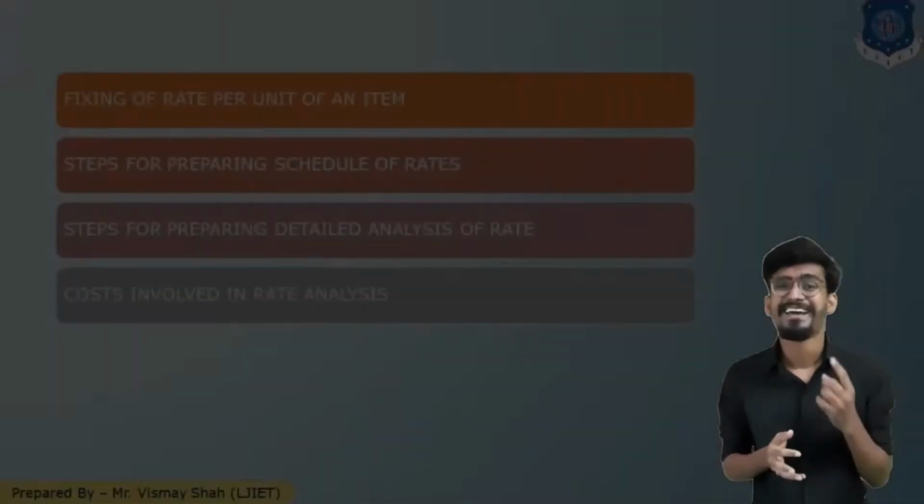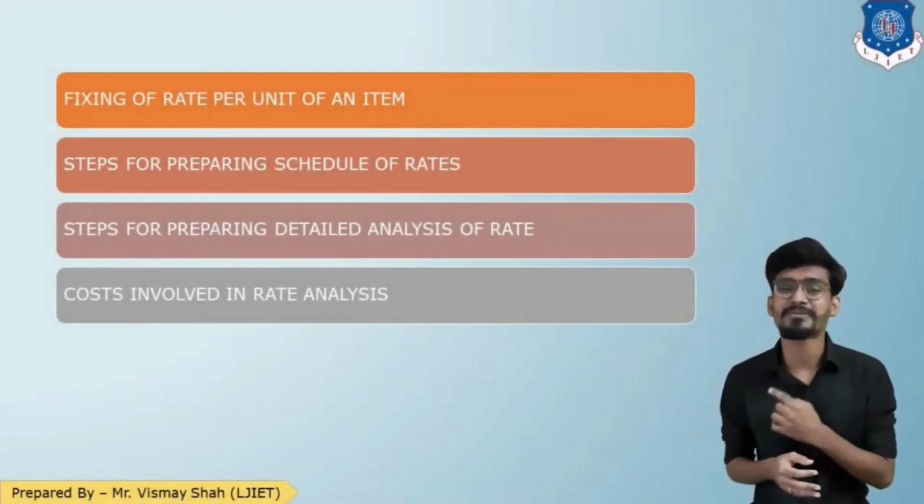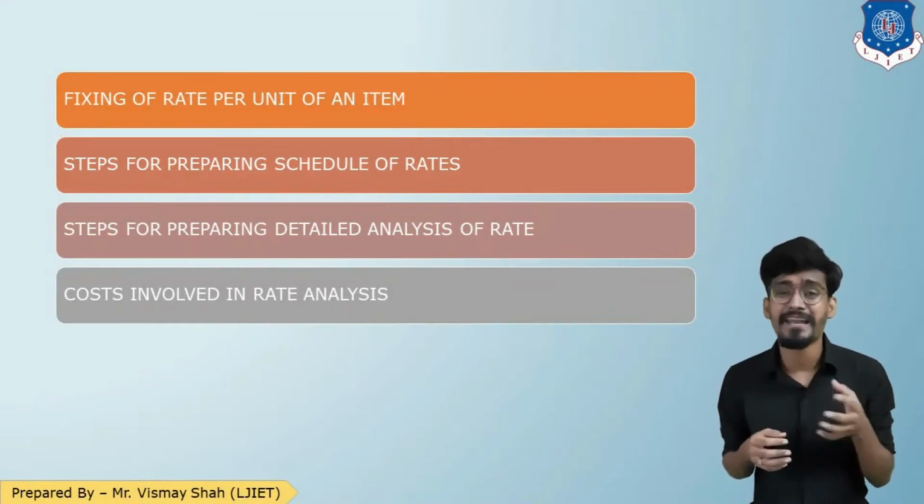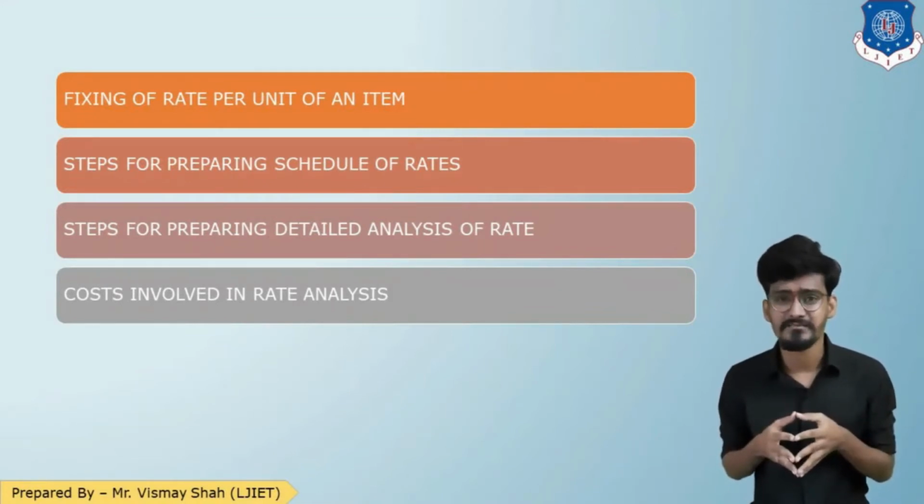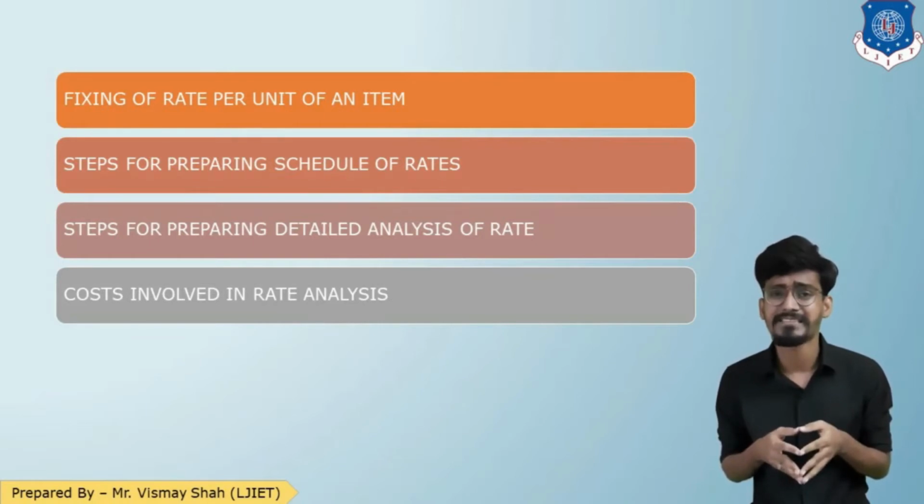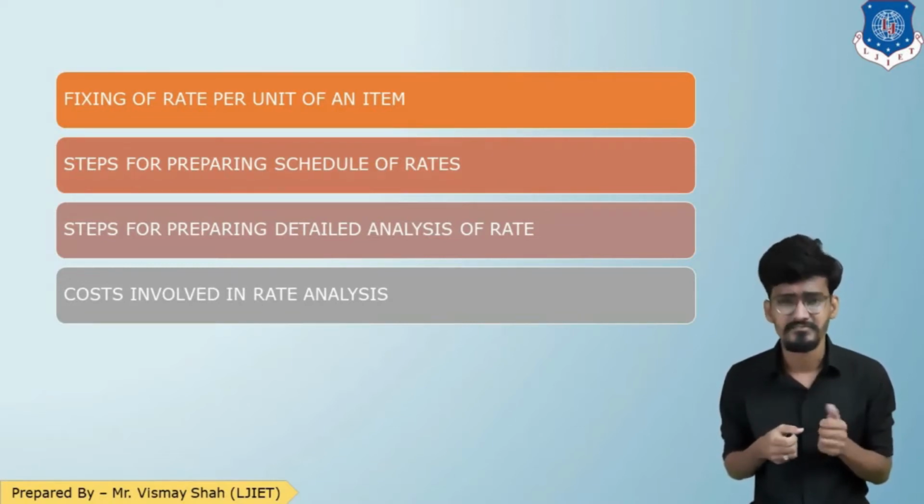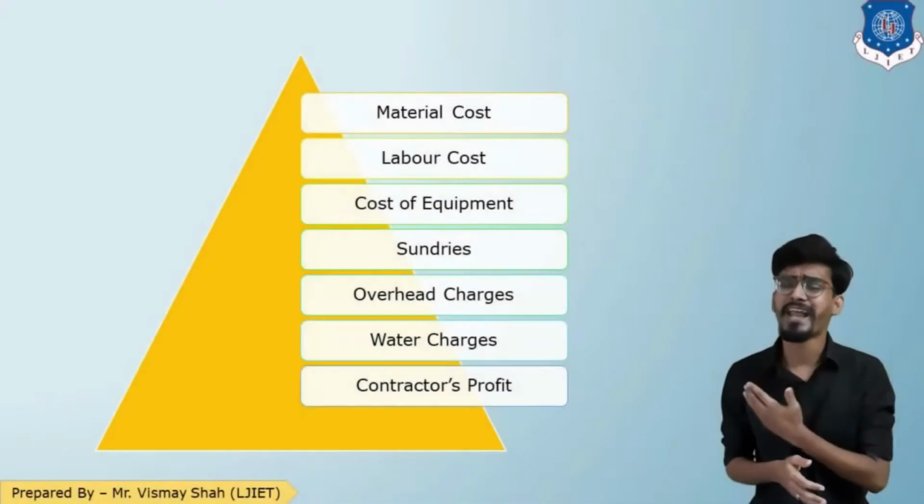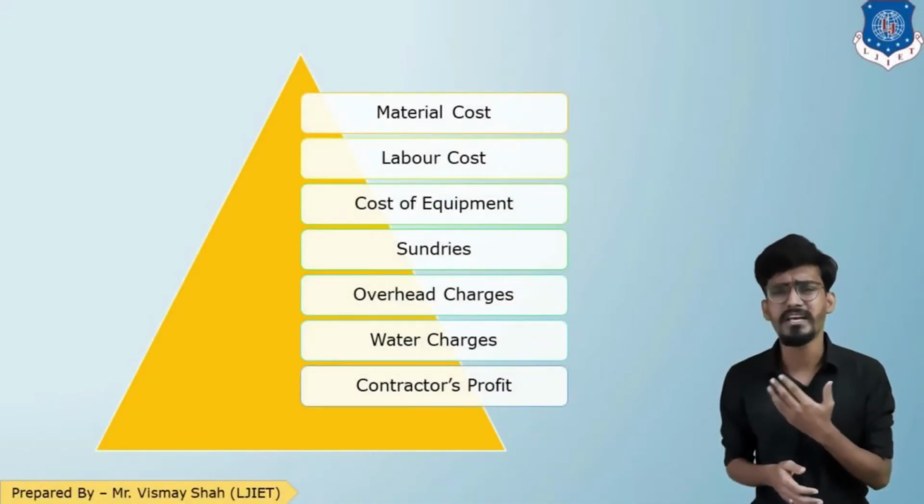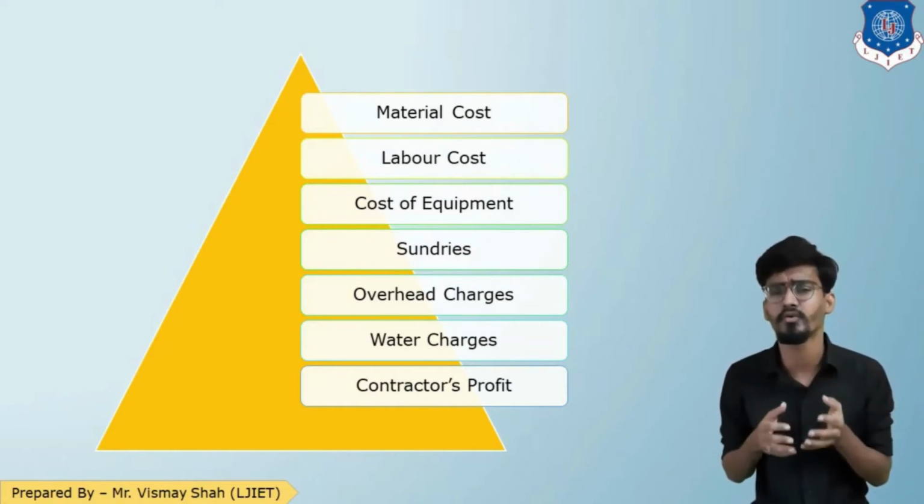Moving forward, the next topic which we are going to see can be asked in many ways. It can be asked as fixing of a rate of an item, steps involved in preparation of schedule of rates, steps involved in preparation of detailed rate analysis of an item, and the last, various costs involved in the rate analysis. So these are the ways in which it can be asked, but the answer of all of them is the same. Here are the steps which you need to perform in order to do rate analysis.